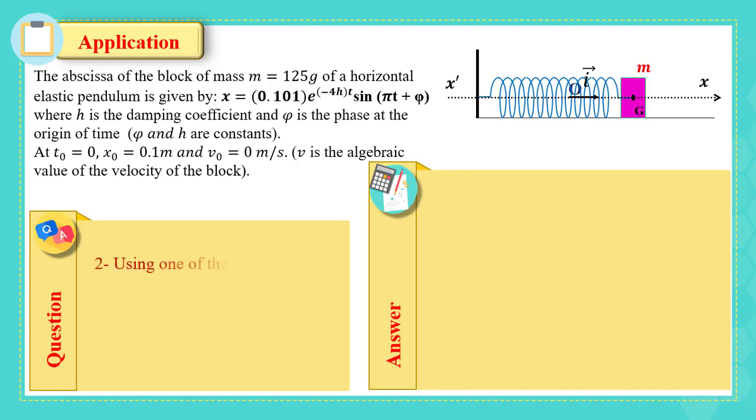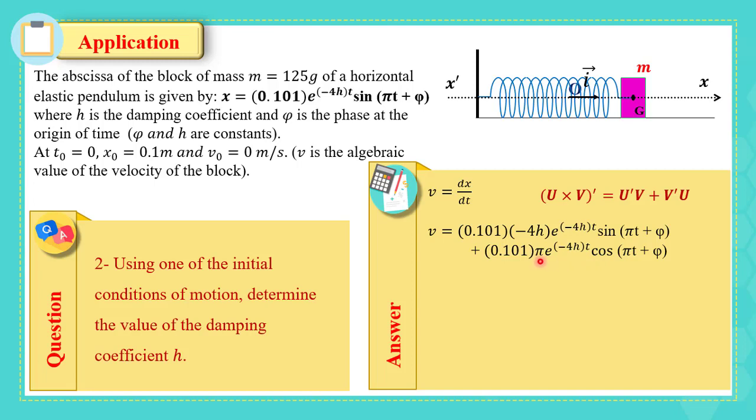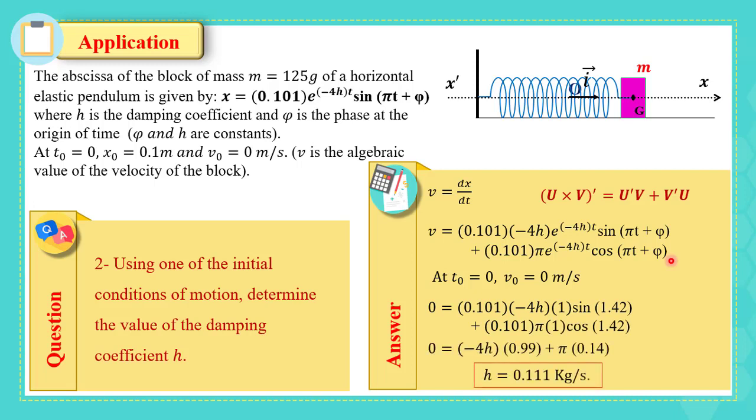The second part: using one of the initial conditions of motion, determine the value of the damping coefficient h. So we can use the other one, which is v0 equals 0. And we know that v is the derivative of x. Using (uv)' equals u'v plus v'u from math, and we know that the expression of x is the multiplication of two functions depending on time, the exponential part with the sine part. Remember that the derivative of exponential u equals u' exponential u, and the derivative of sine u equals u' cosine u. Then replacing v0 equals 0 at t equals 0, by calculation we will get h equals 0.111 kilograms per second. These are the main ideas that are mentioned in this video.